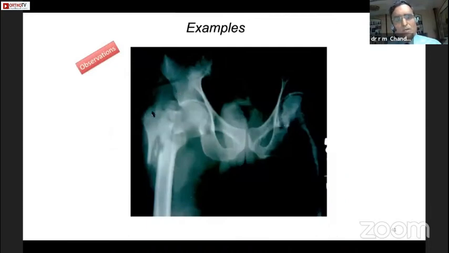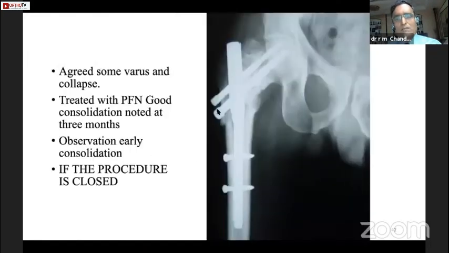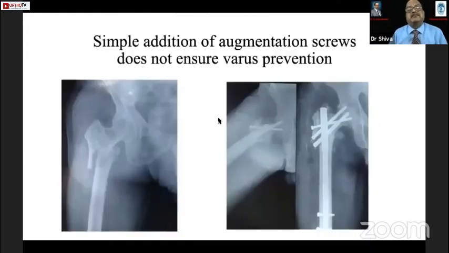This was a comminuted fracture, as Dr. Kulkarni sir said, the Kyle's fracture. Even in this patient, a PFN gave a reasonably good result. I would totally agree there is an amount of varus here, but in a highly comminuted zone, nothing was augmented in the lateral wall. However, the fracture went for good healing. The patient was satisfied. We really know that there is some amount of varus, which I accepted.